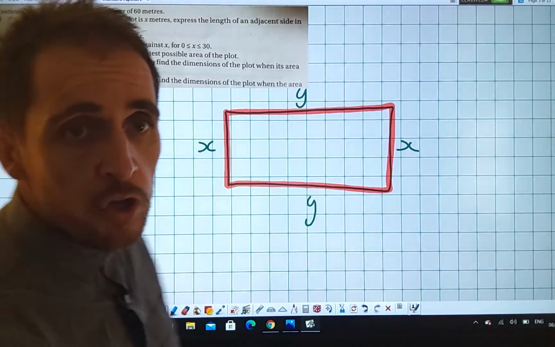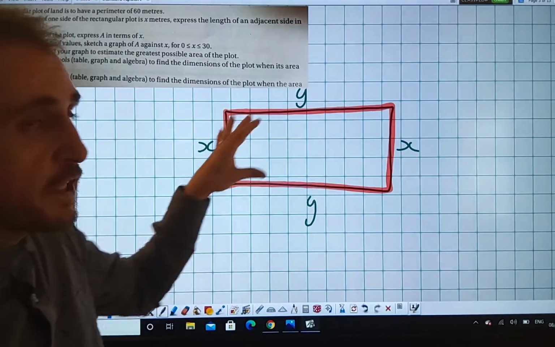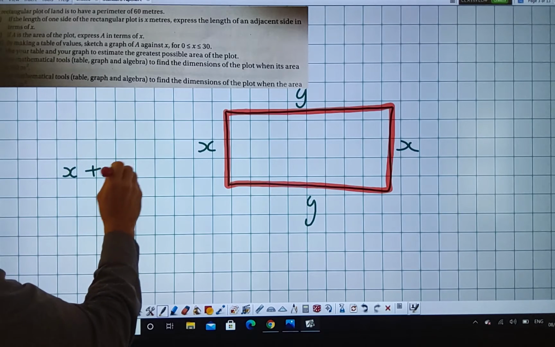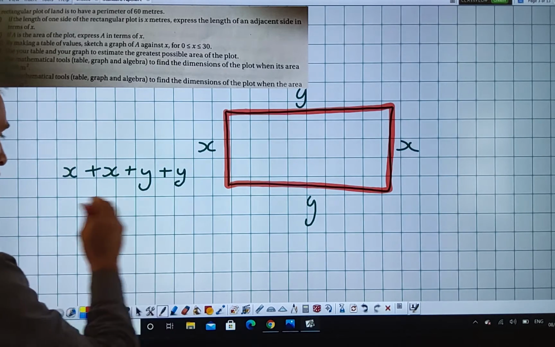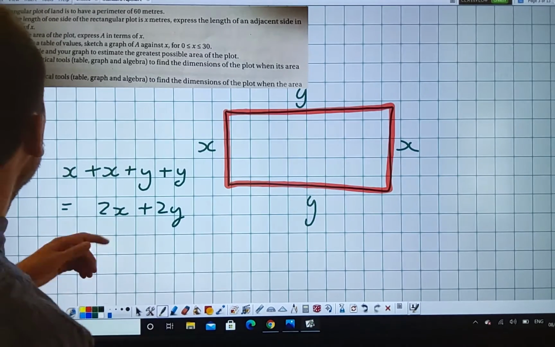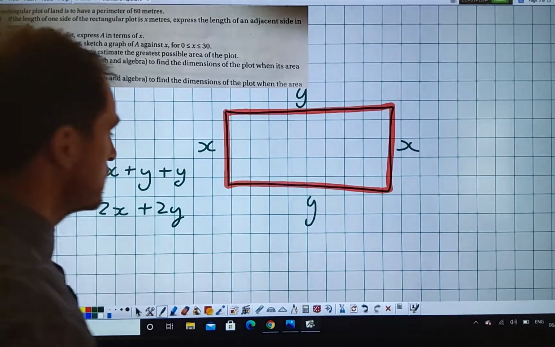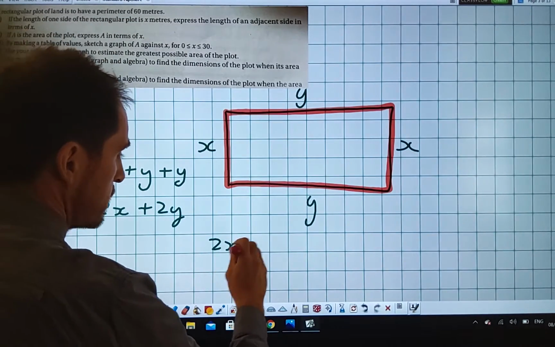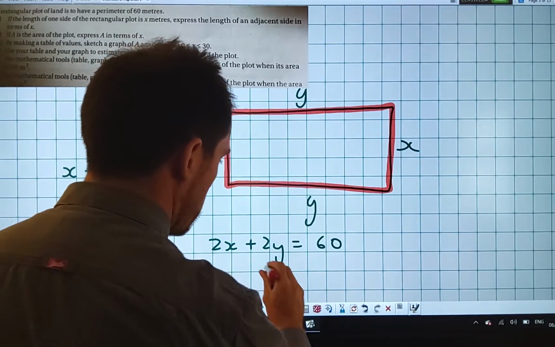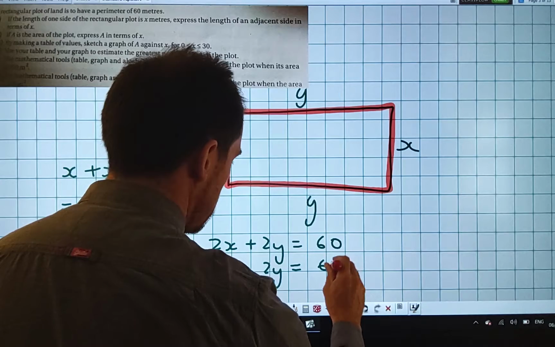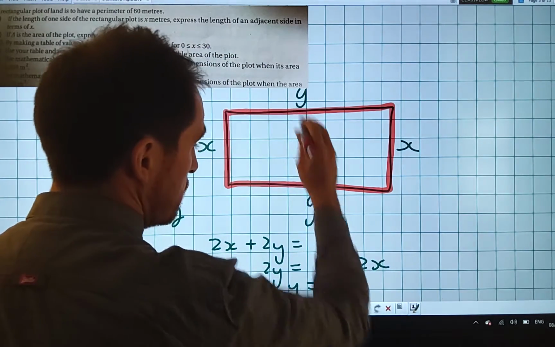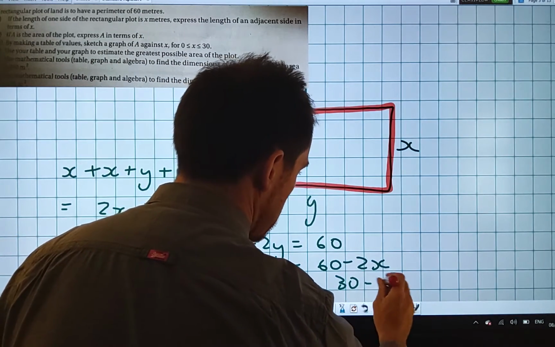Now, we all know the perimeter of this here is going to be the sum of the four sides. So the sum of the four sides would be x plus y plus x plus y, which is equal to 2x plus 2y. But it also tells us here the perimeter is 60 meters. So I can say that 2x plus 2y is equal to 60, or that 2y is equal to 60 minus 2x. So therefore y, or the adjacent side, is equal to 30 minus x.